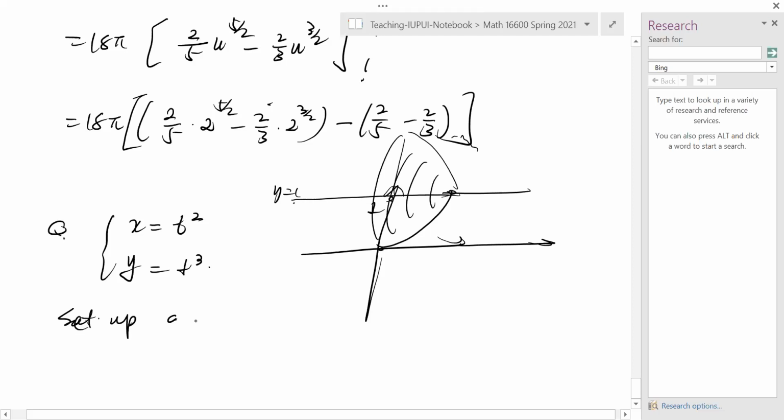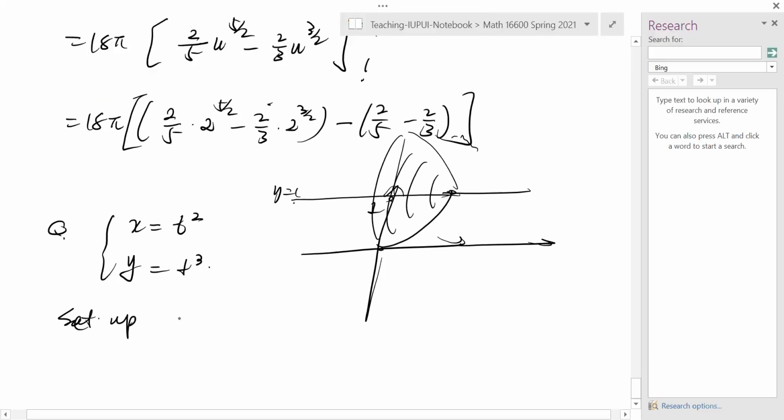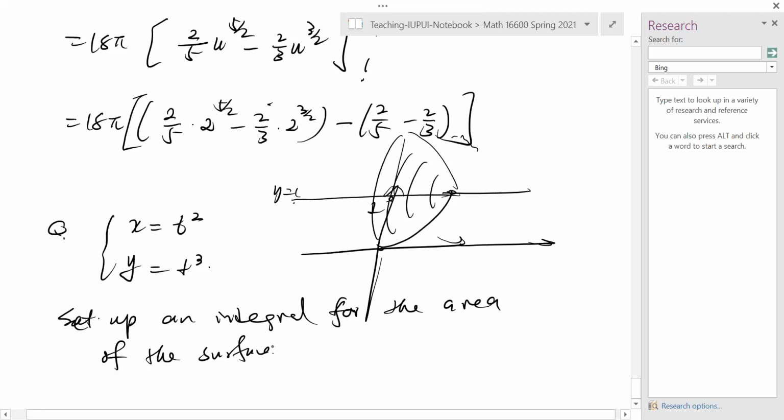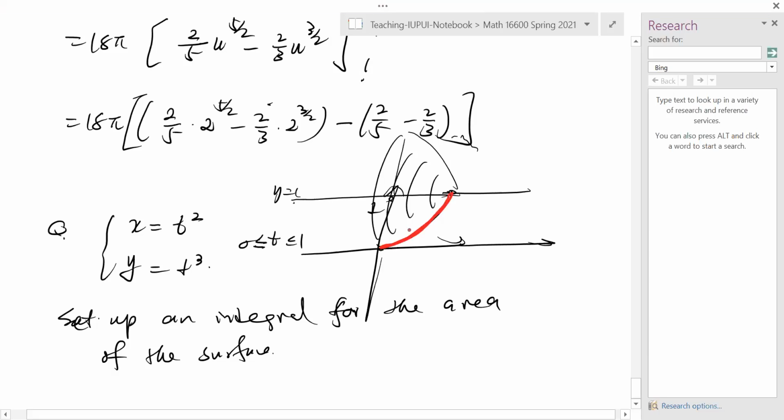Set up an integral for the surface of revolution. So the area of the surface. Okay. So here t is between 0 and 1, so the original curve is this piece. Okay, please work on it.